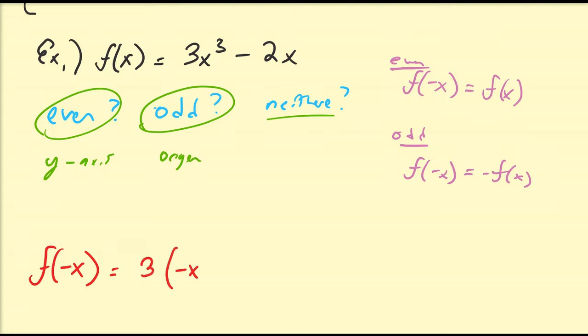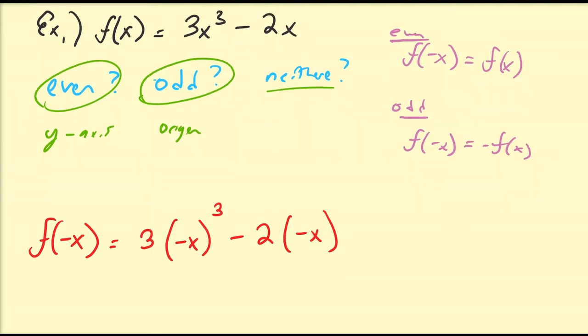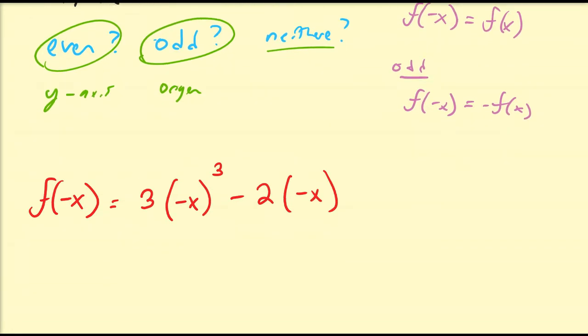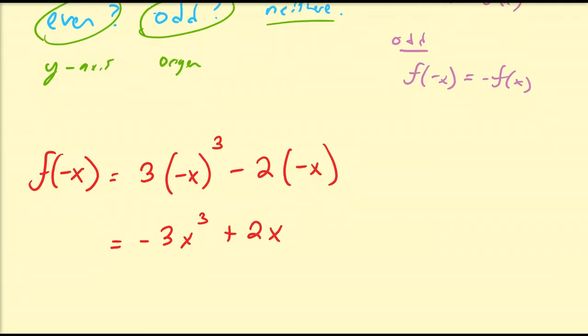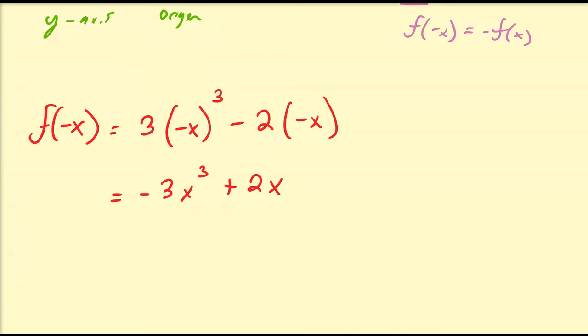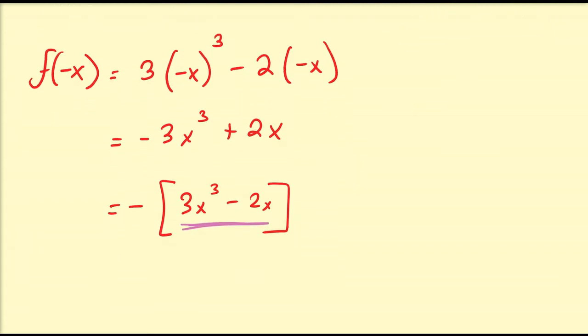So f of negative x: let's plug negative x in everywhere we see x here. We have 3 times negative x, the quantity cubed, minus 2 times the quantity negative x. When we have a negative number cubed, it still becomes negative, so we can rewrite this as negative 3x cubed. And we have negative 2 times negative x, so that's going to be positive 2x. Now I'm going to pull out a negative sign here, so 3x cubed becomes positive and 2x becomes negative. But this thing inside brackets is precisely the definition of f of x, so this is going to be equal to negative f of x.